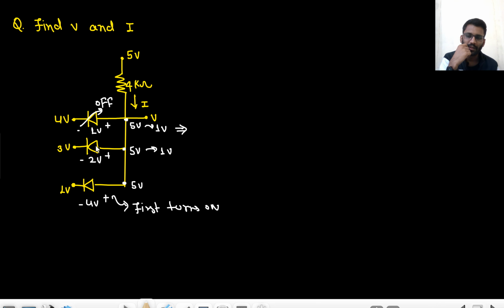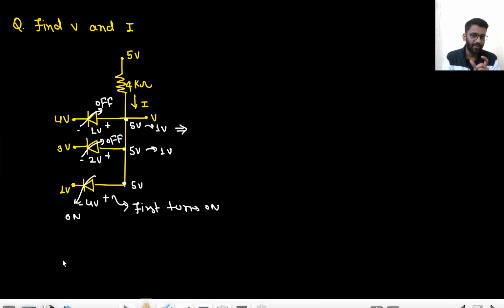This will also be turned off, and only this will turn on. Are you getting my point? How did I solve it? 4 volt is there, 3 volt is there, 1 volt is there, and from upward 5 volt will come. So the lower diode is having 4 volt, above that 2 volt, and above that 1 volt. So which one is having the maximum?